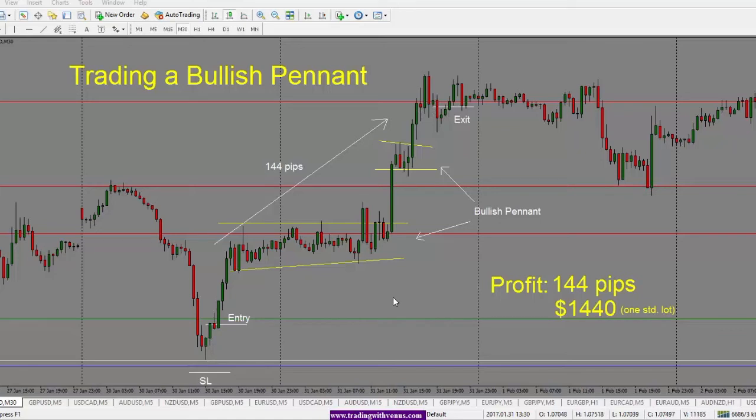So those are two different ways we can trade this bullish pennant here. One is to stay in the trade once we see the bullish pennant and look for that second and the third leg higher, or we can get into the trade once we do see a bullish pennant and look for that second leg to the upside.